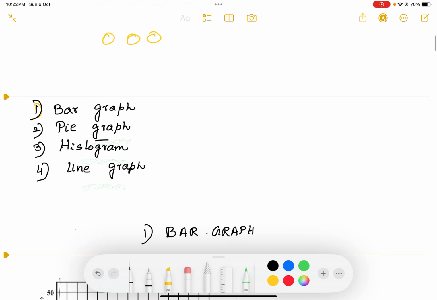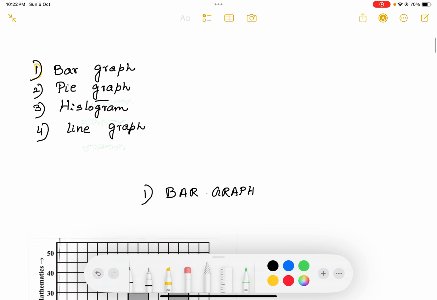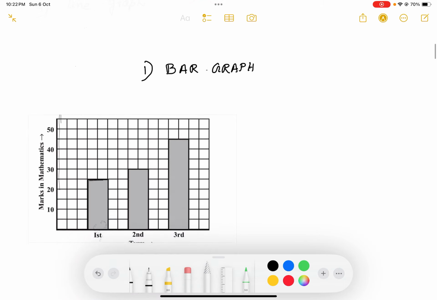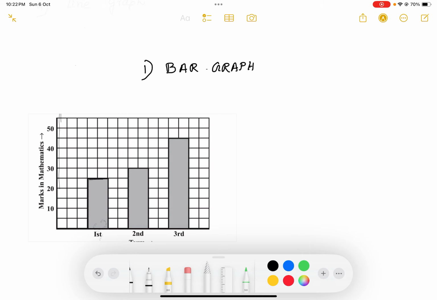Now, how many methods are there? In your syllabus, the methods are the bar graph. You can express the given numerical data as a bar graph. Similarly, the pie graph, the histogram, and the line graph. These are the methods you have. So now let us understand what is meant by the bar graph.